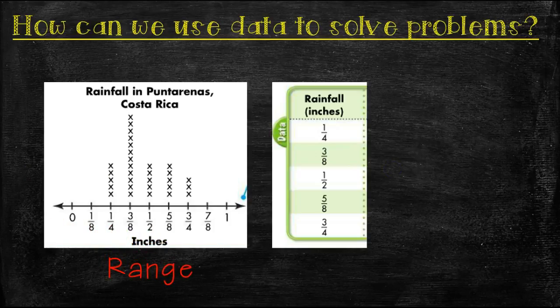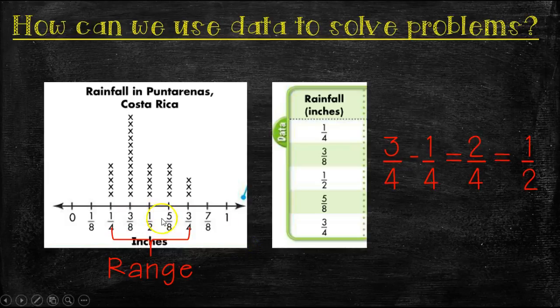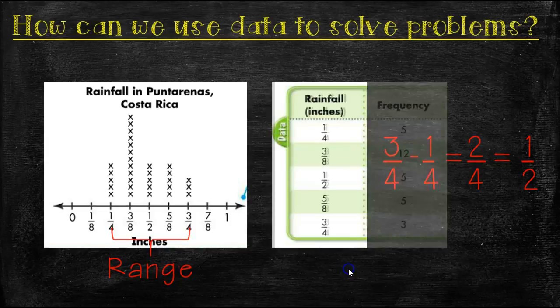So again, let's look at our range here. Our range would be between 1/4 and 3/4. So in order to find the range, we would do 3/4 minus 1/4, and that gives us 2/4, or if we simplified it, it would be 1/2. So our range here would be 1/2.